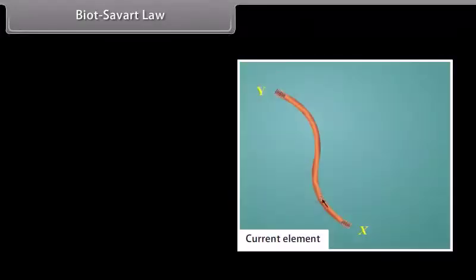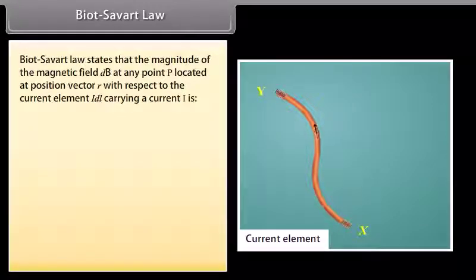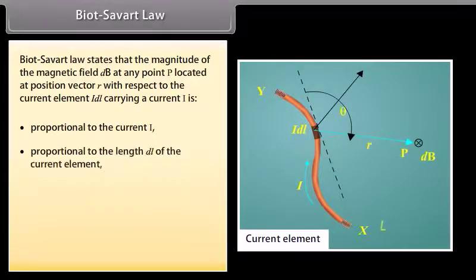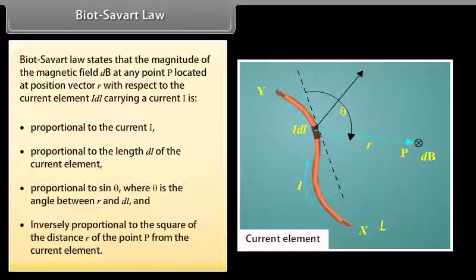Biot-Savart law. It is a mathematical description of the magnetic field at a point that arises from a current flowing through a current element. Biot-Savart law states that the magnitude of the magnetic field dB at any point P located at position vector r with respect to the current element I dl carrying a current I is proportional to the current I, proportional to the length dl of the current element, proportional to sine theta, where theta is the angle between r and dl, and inversely proportional to the square of the distance r of the point P from the current element.